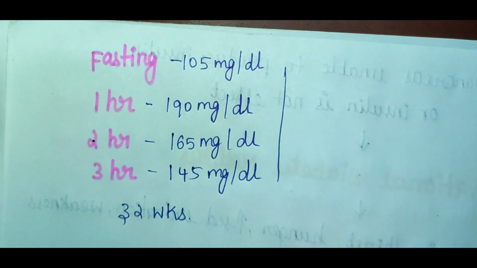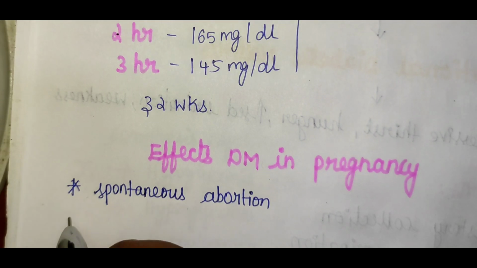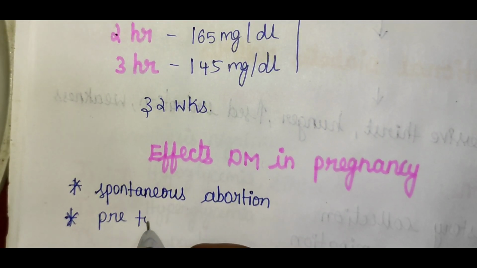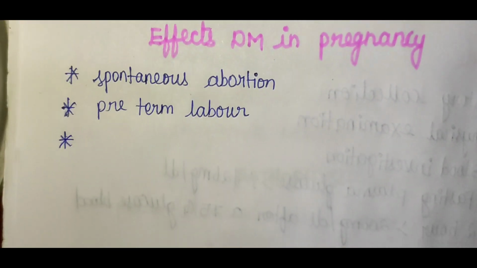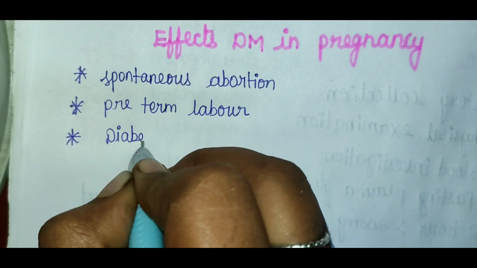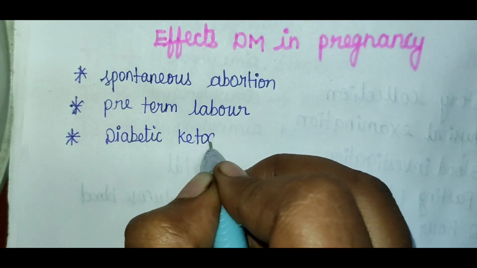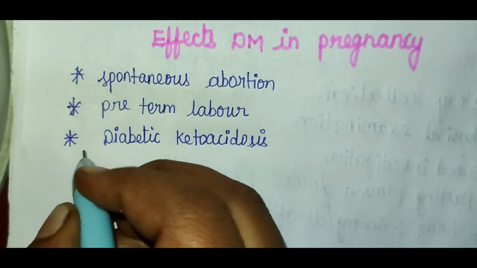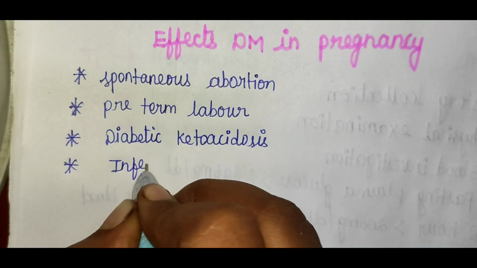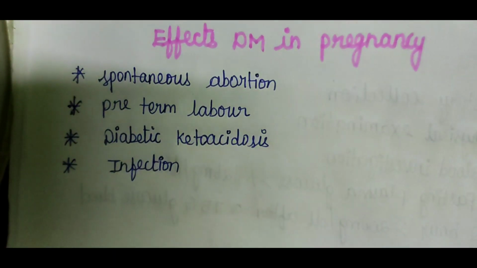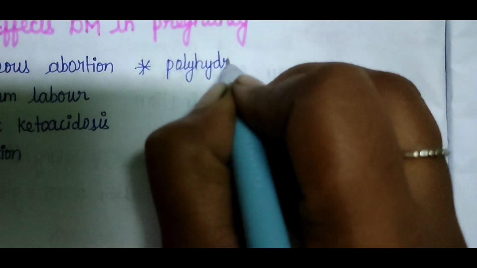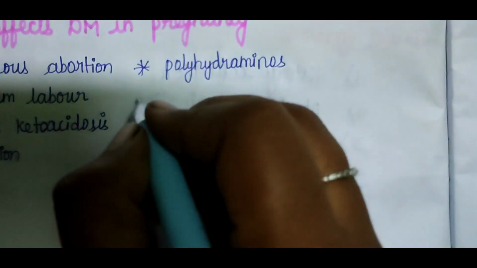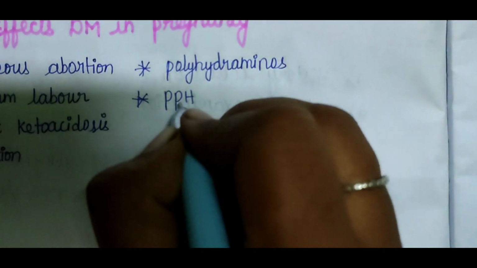Okay, so next we are going to see the effects of diabetes mellitus in pregnancy. First one is spontaneous abortion. Next one is preterm labor. Third one is diabetic ketoacidosis. Fourth one is infection. And next one is polyhydramnios. And next one is PPH, which is postpartum hemorrhage.